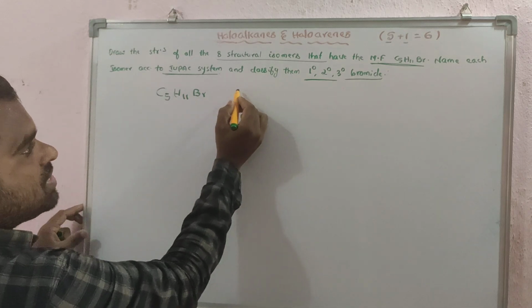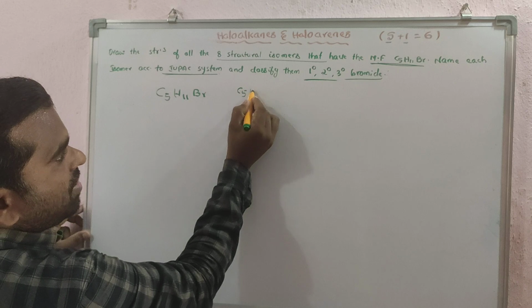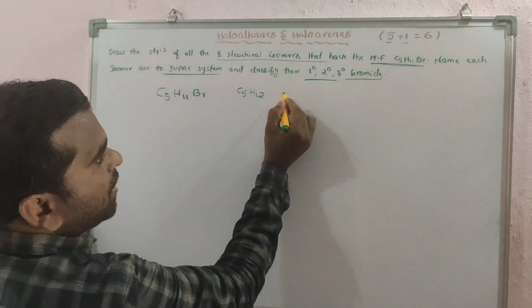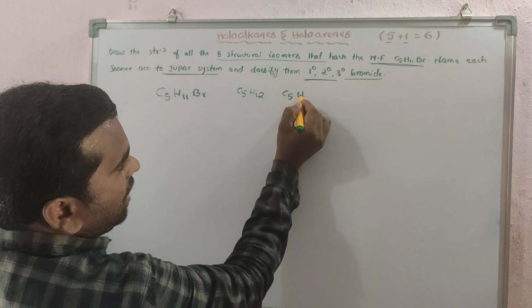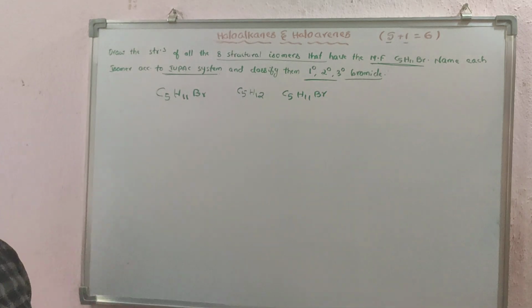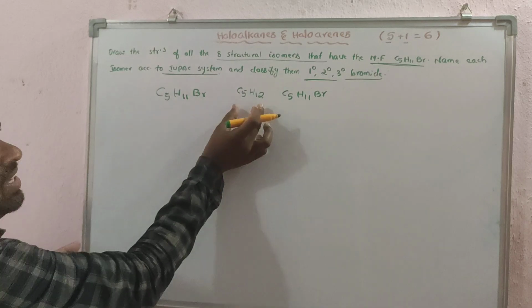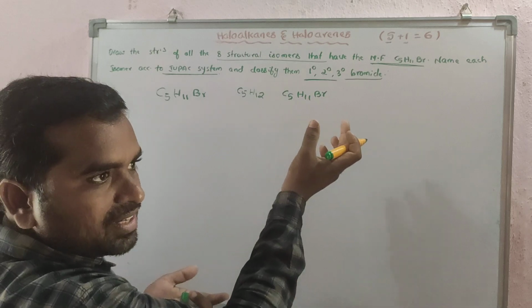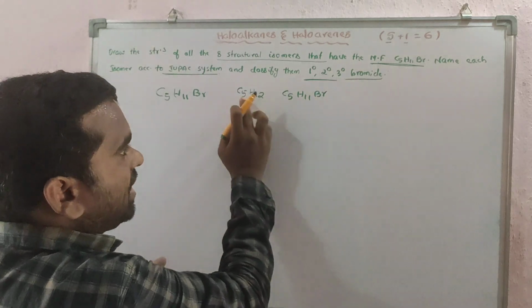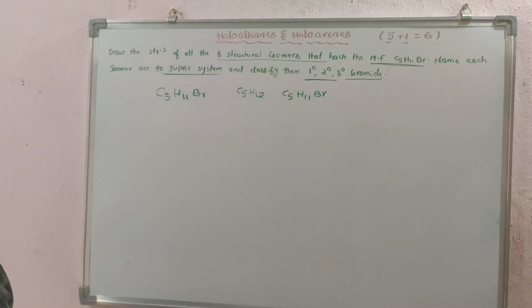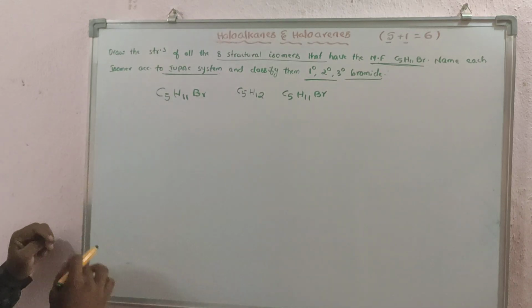You know that C5H12 is an alkane, and if you replace one hydrogen here, you will get C5H11Br. So in this compound there will be no double bond and no cyclic ring, because it is an alkane, C5H12, with one hydrogen replaced by one bromine. So we have to write the structural isomers here.